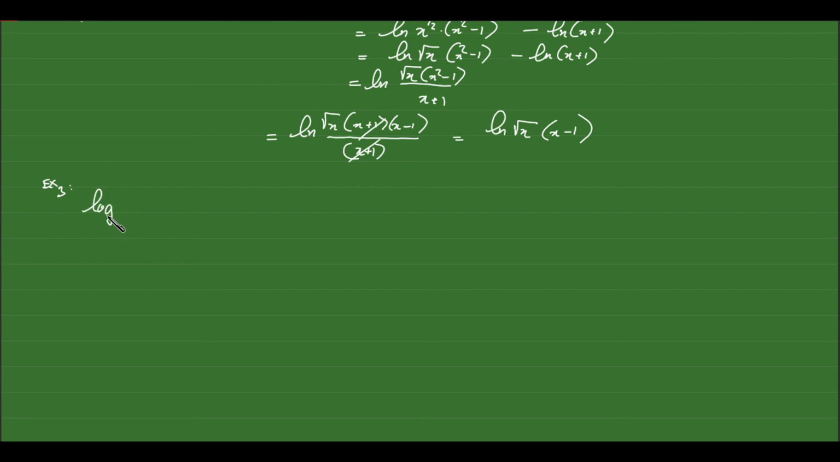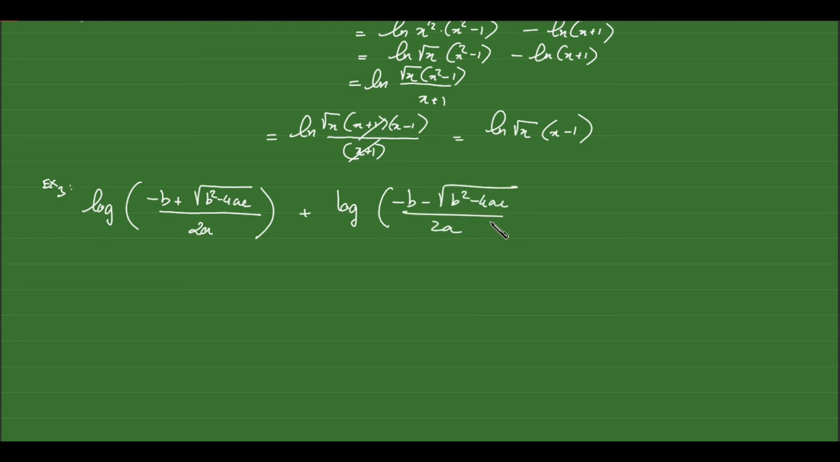So I have log base 10 of negative b plus square root of b squared minus 4ac over 2a, and add it to the log base 10 of negative b minus square root of b squared minus 4ac over 2a. And I want to add these logs together. I want to compress them. I'm going to make it simpler. Okay, so how am I going to do this?